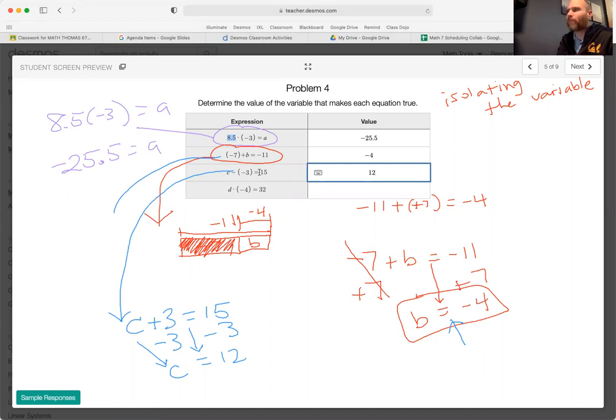That's a true equation. It's always a good idea to go back and check your answers in that way, verify them. Put your answer or your solution in your equation and see if the equation works. If it doesn't, you probably messed up somewhere.